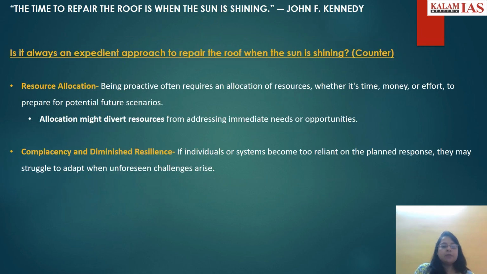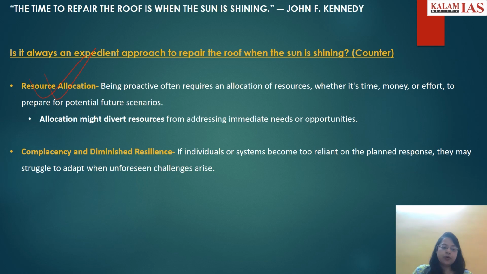Then you come to the counter argument of the essay, that is, is it always a good approach to repair the roof when sun is shining? So here you can say about the resource allocation thing, that while being proactive, it requires a basic, defined allocation of resources, whether it is time, money, effort, or anything.